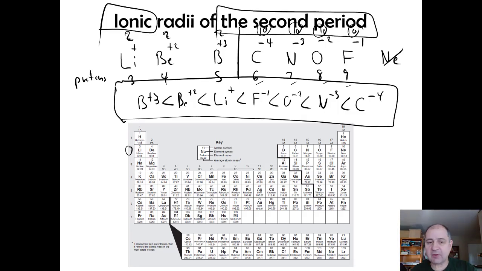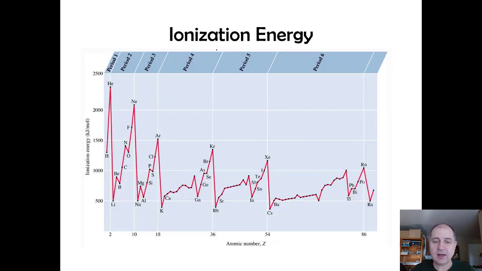So be able to do that for any element on the periodic table, or a group, or a period. All right, so distinguish between atomic and ionic radii. Next one is ionization energy. Usually we look at the first ionization energy. That is the energy required to remove one electron from an atom.